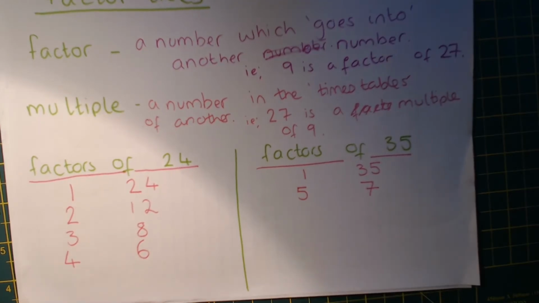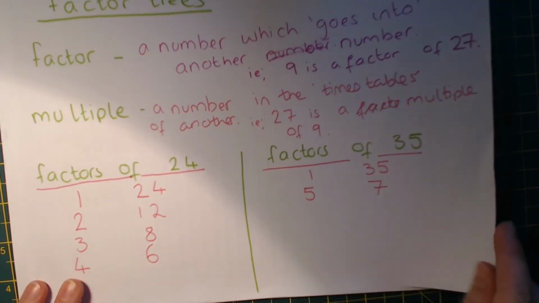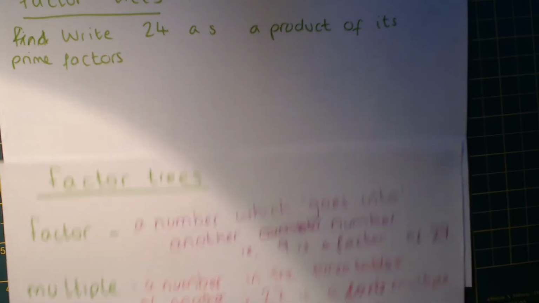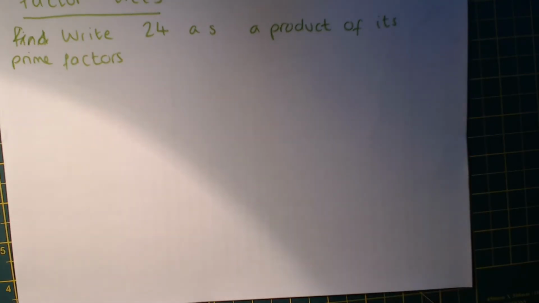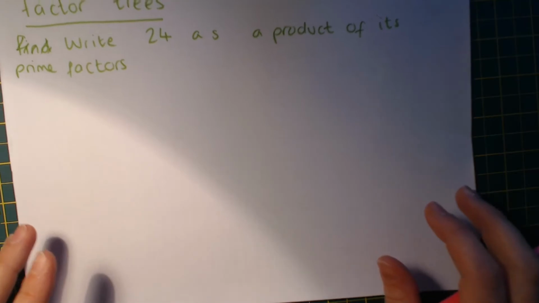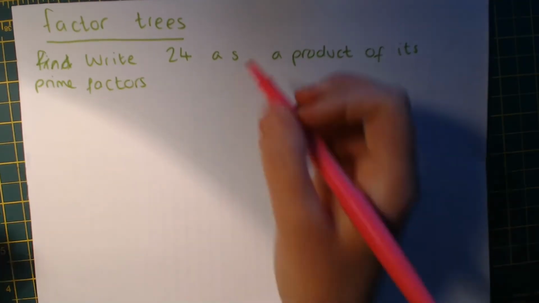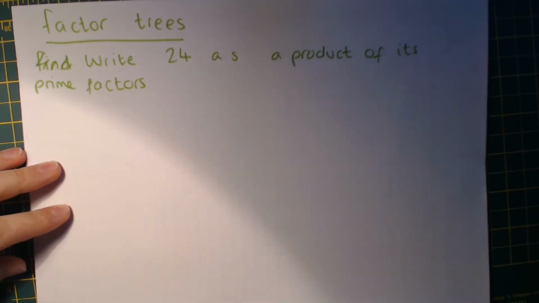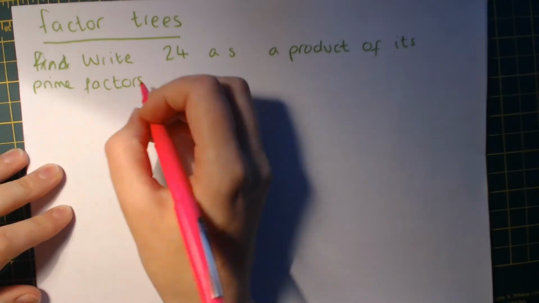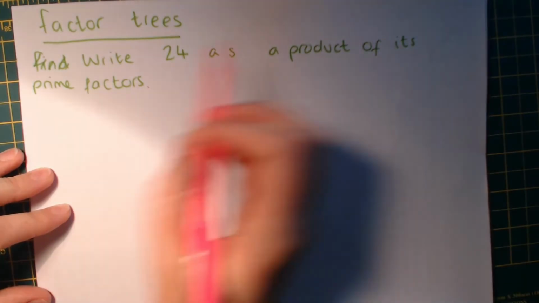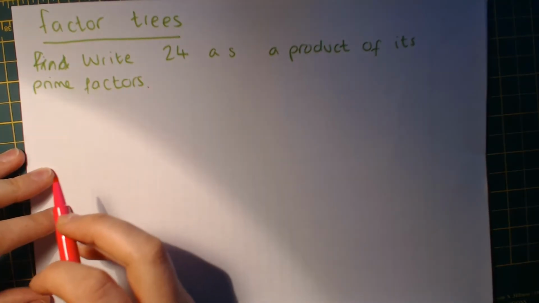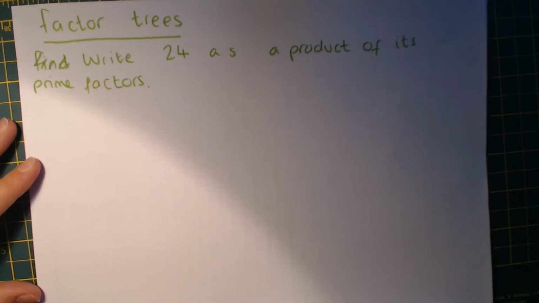Now it's important you can do that because the next thing we come on to is writing, can we see all of that? Writing 24 as a product of its prime factors. Okay, that is supposed to say as. I don't know why there's such a big gap in between the A and the S. Write 24 as a product of its prime factors. Now, this is exactly the way it would be written in a test or in an exercise book or something like that. That's how we'd write out this question.